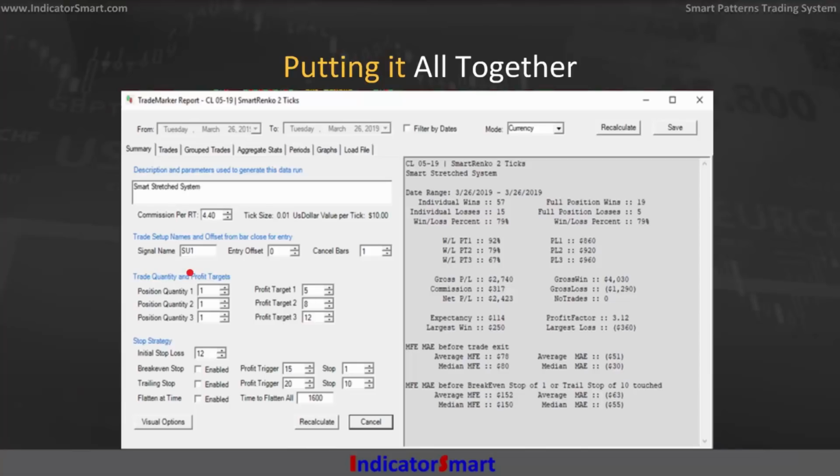So all those arrows that you saw in there were done by trade markers. It's a program that we use to compile statistics for this kind of trading. And you can see in here just for the day, 57 wins at the targets of 5, 8, and 12 ticks.